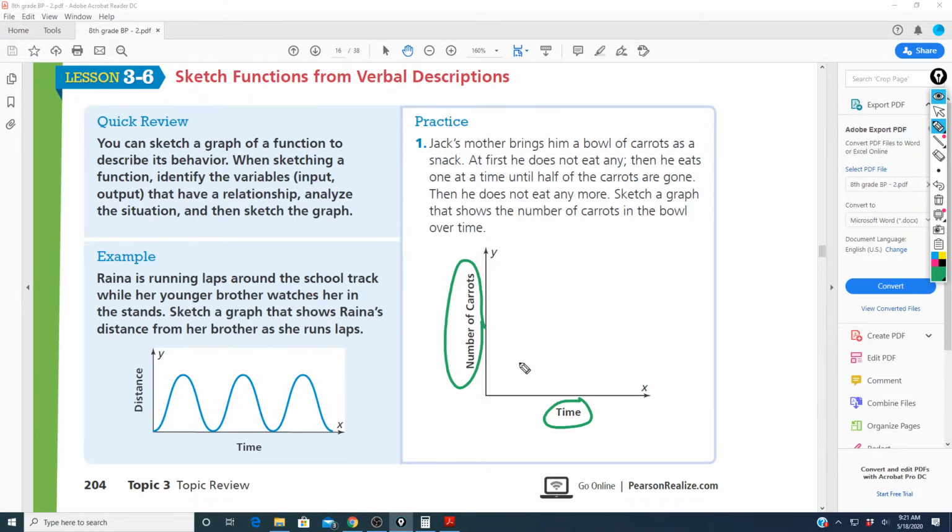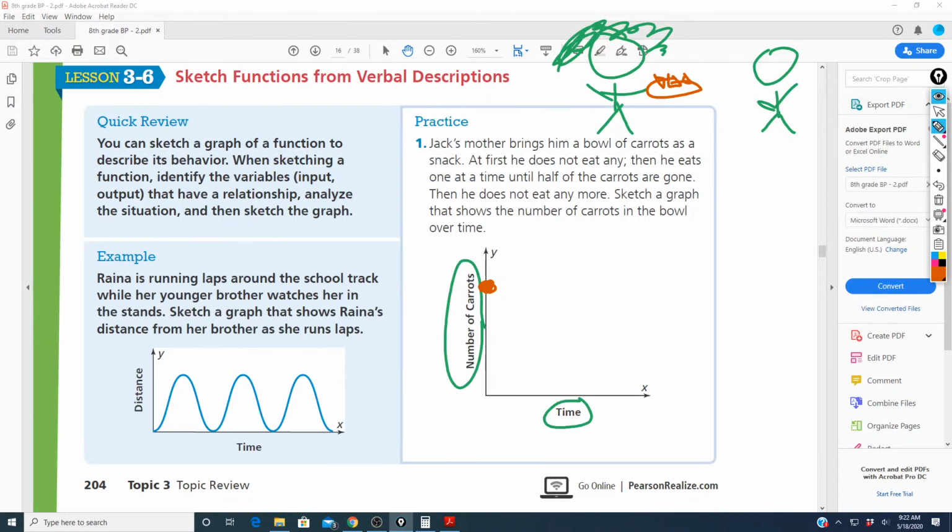Jack's mother brings him a bowl of carrots as a snack. So when we have Jack's mother bring Jack a bowl of carrots, I'll draw some carrots here. Bowl of carrots for good old Jack. So when she brings him that bowl of carrots, it doesn't matter where you put the dot here, as long as you're showing that there is some amount of carrots in there.